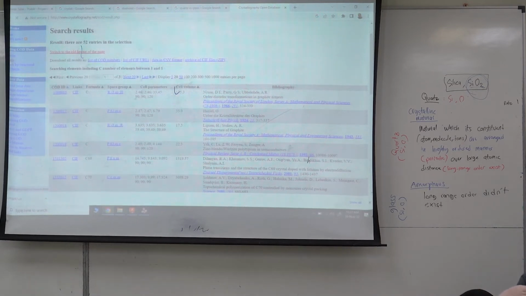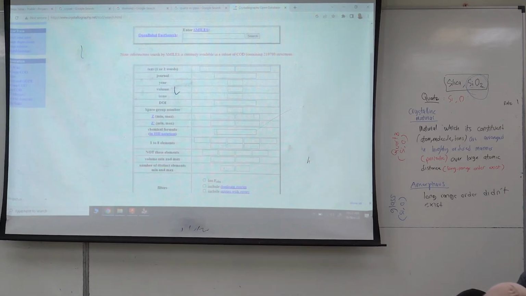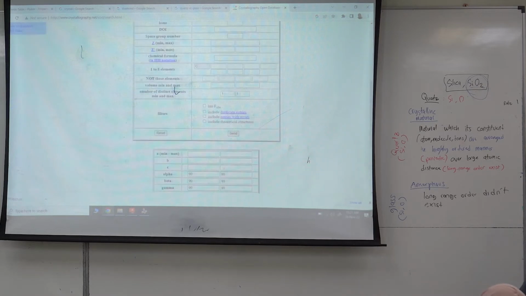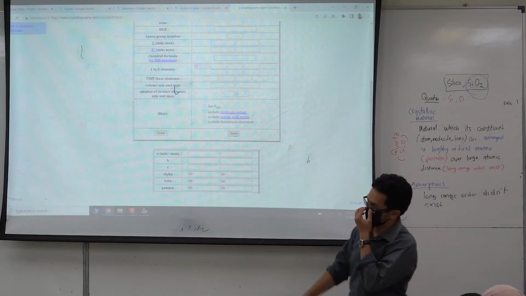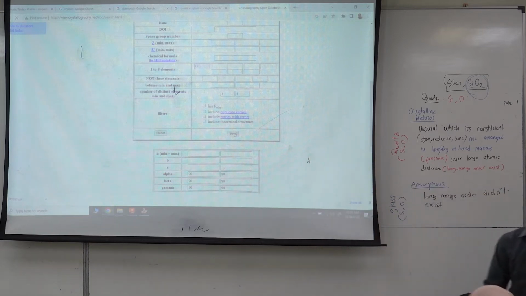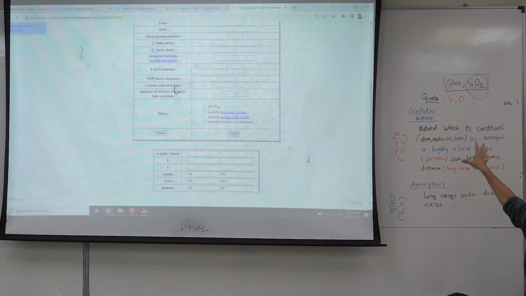So let me go to search first. Go to carbon, 1, 1. But now let me make it diamond, and then we send. We will see later what is the difference between the structure of diamond and graphite. But now we want to compare the structure of diamond and also the silicon dioxide, or the silica, the quartz that we saw just now.